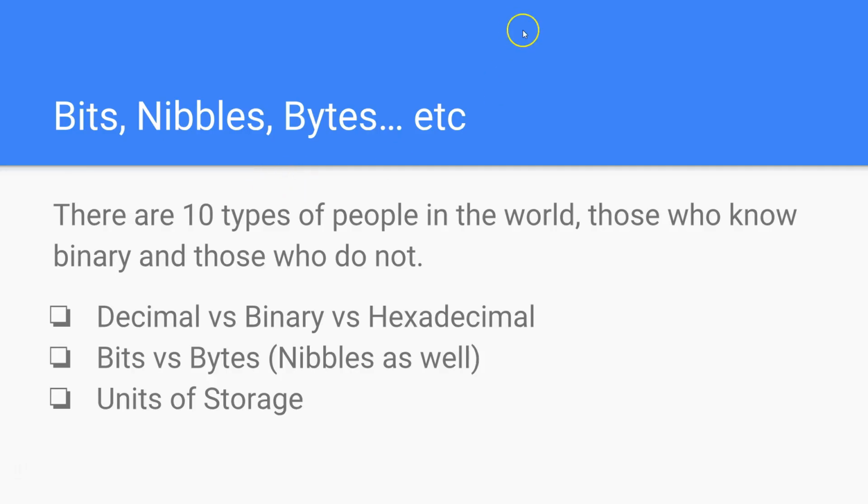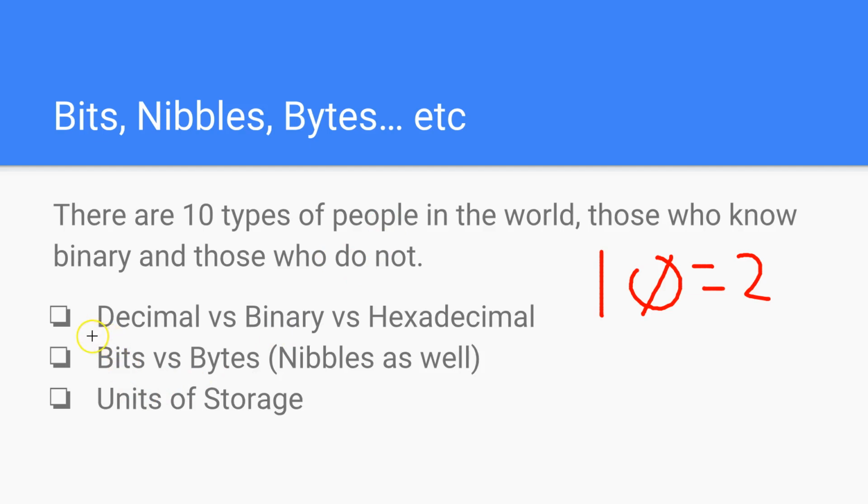Right off the bat, we're going to start with a joke. There are 10 types of people in the world, those who know binary and those who do not. That's because in the world of binary, 10 equals 2. So we'll talk about that in a little bit.